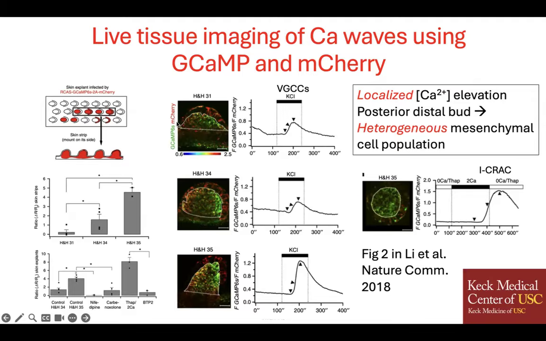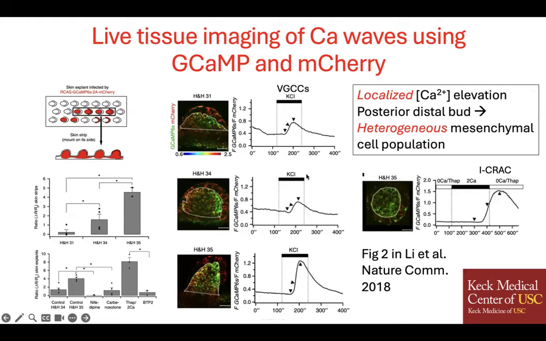So the anterior is to the left and the posterior is to the right. So we can see that the localized calcium elevation is mostly in the posterior distal bud. Okay, and this is really curious. It suggests that the cells within the mesenchyme may be heterogeneous. Yeah, they're all called mesenchyme or dermis, but the cells have different functions in different locations within this functional syncytium.